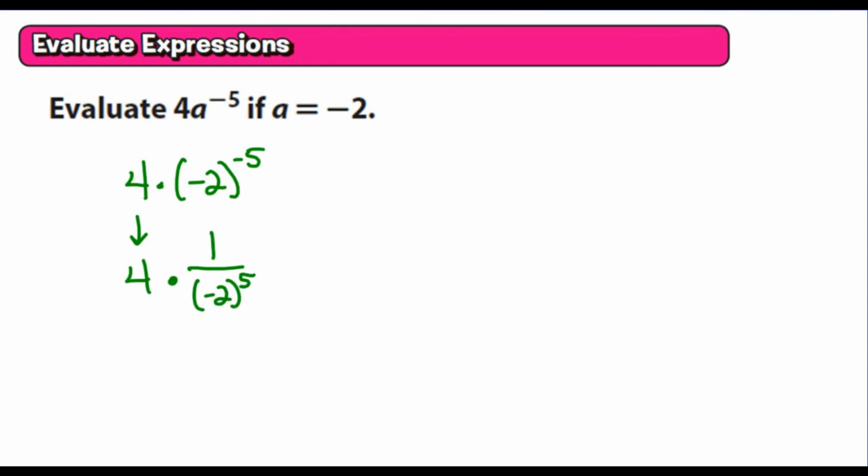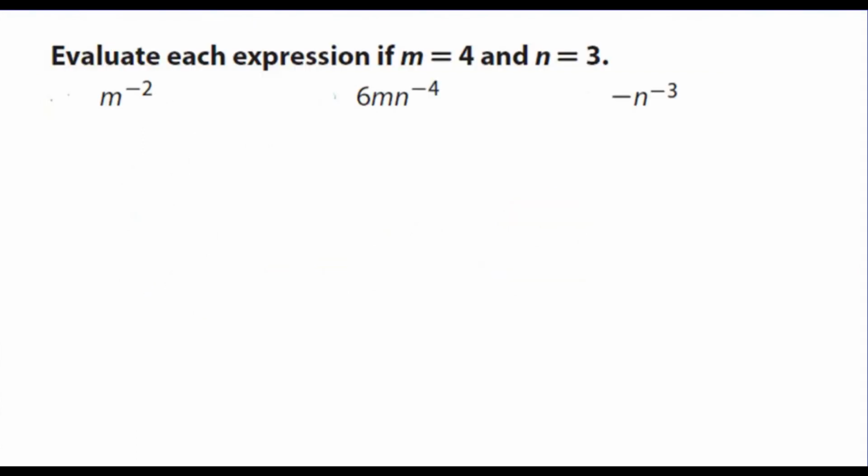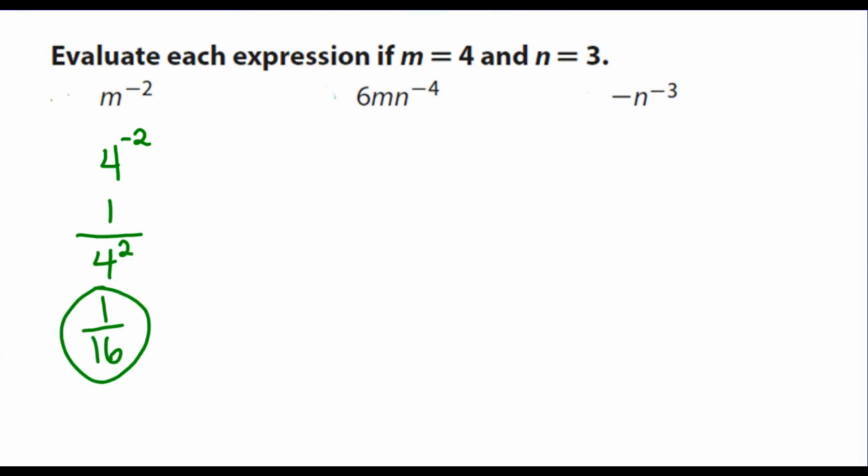Notice that the exponent was the only thing that became positive, not the base. The base will not become positive when we find the reciprocal. Okay, and then if I evaluate -2 to the 5th power, that's -2 times -2 times -2 times -2 times -2, which is -32. So this is 4 times -1/32, which is -1/8. Evaluated. Let's take a look at a few more expressions here that we're going to evaluate. M to the negative second power, if M is 4, I have 4 to the negative second power, which is 1 over 4 squared, which is 1/16 evaluated.